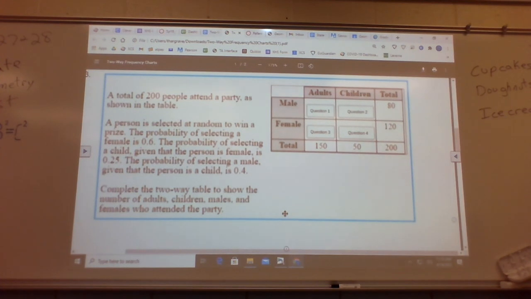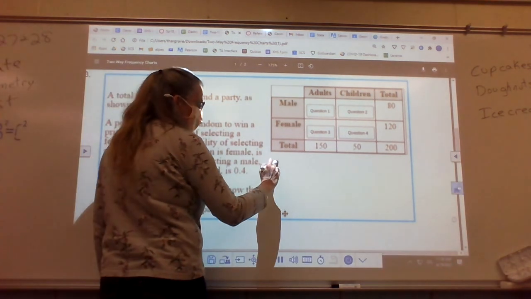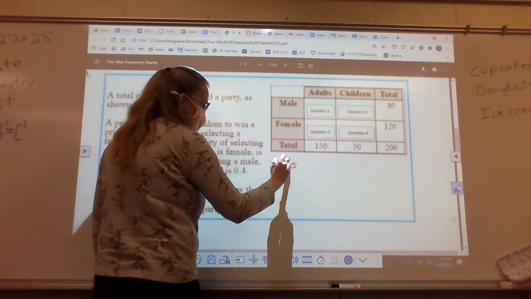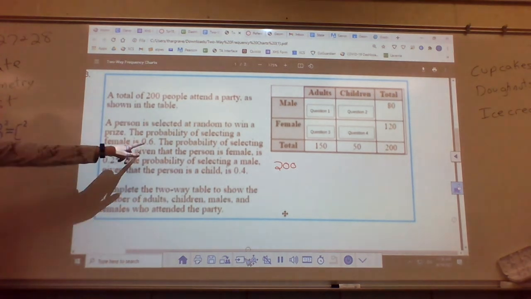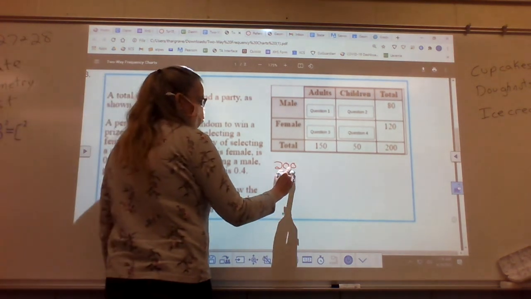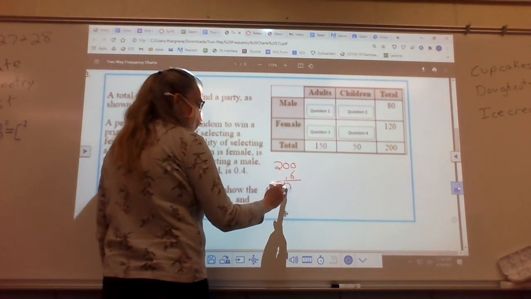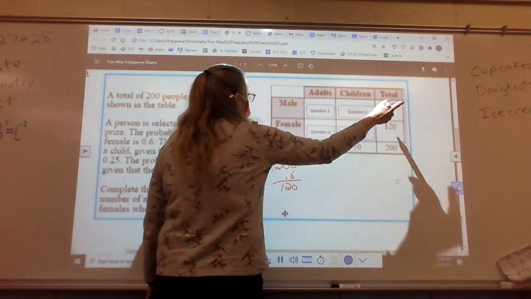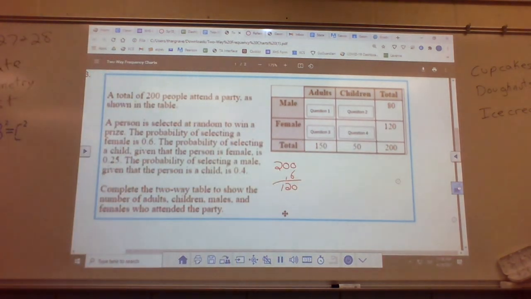A person is selected at random to win the prize. The probability of selecting a female was 0.6. So out of everybody, 200, and I apologize for how fuzzy this is. I couldn't get a very good snip out of it. Females was 0.6. Well, this one actually doesn't even really help us because I get 120, and I already knew the 120 for females.